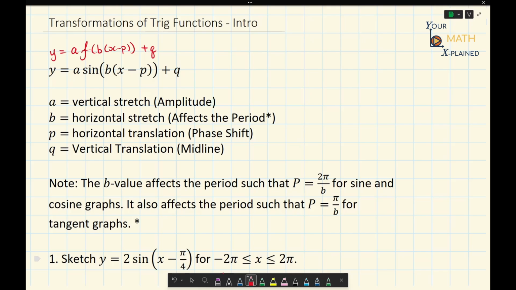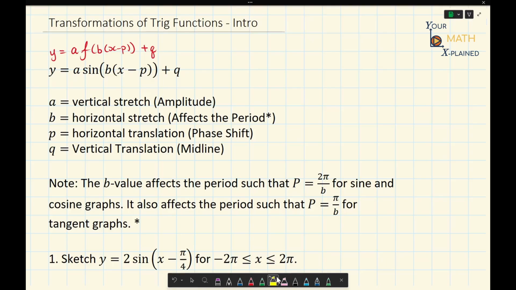A is going to be our vertical stretch. But in the context of transformation of trig functions, we call that the amplitude. And recall that the amplitude is the distance between the midline and either the max or the min. And it really only exists for sine and cosine. B is our horizontal stretch, and what that does is it affects the period. Recall that the period is how long for the trig graph to start repeating its pattern. P is the horizontal translation, or the phase shift, and Q is our vertical translation, or the midline.